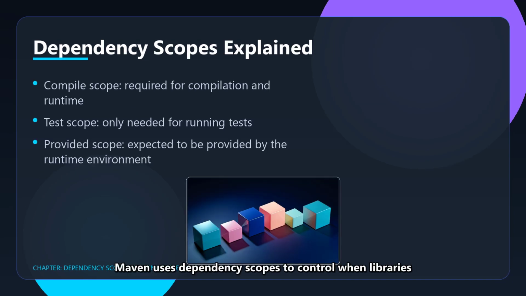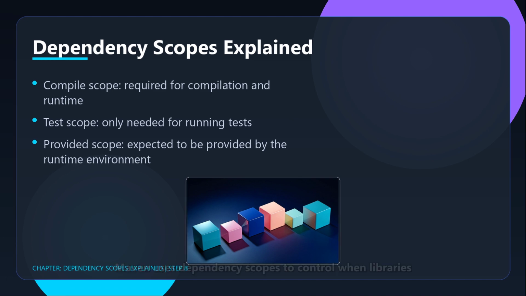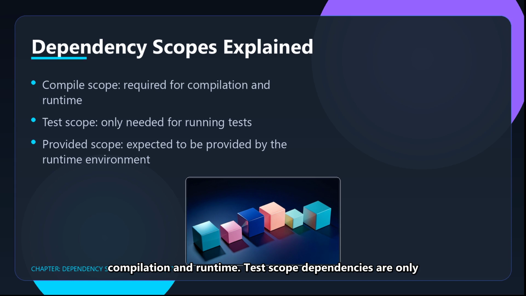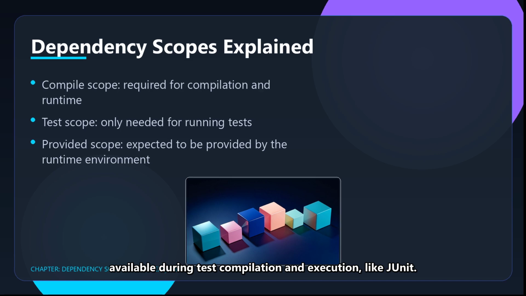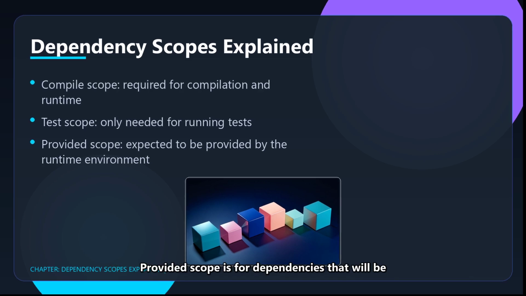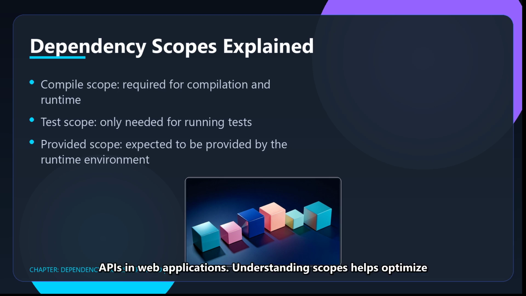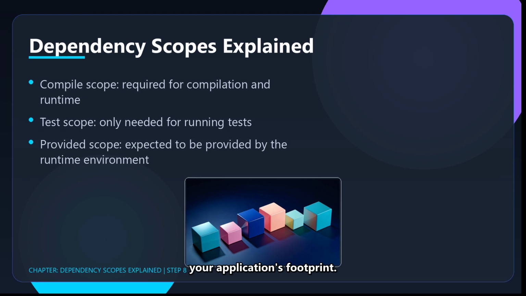Maven uses dependency scopes to control when libraries are included in your project. The compile scope is the default and includes dependencies for both compilation and runtime. Test scope dependencies are only available during test compilation and execution, like JUnit. Provided scope is for dependencies that will be provided by the runtime environment, such as servlet APIs in web applications. Understanding scopes helps optimize your application's footprint.